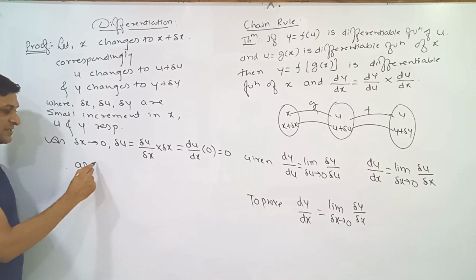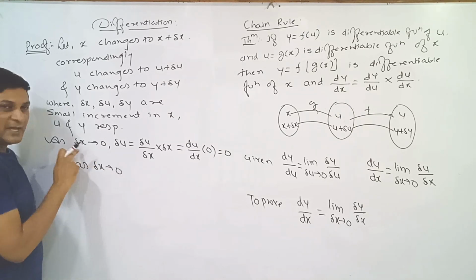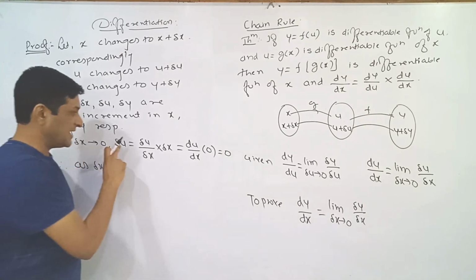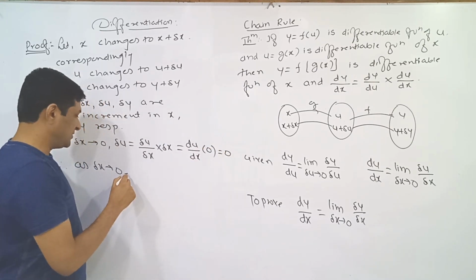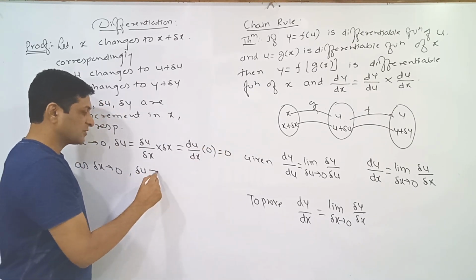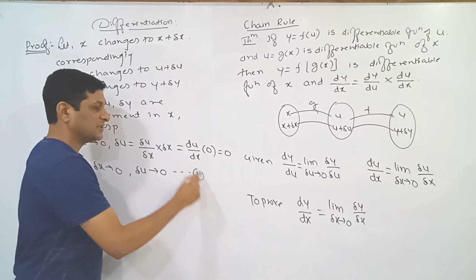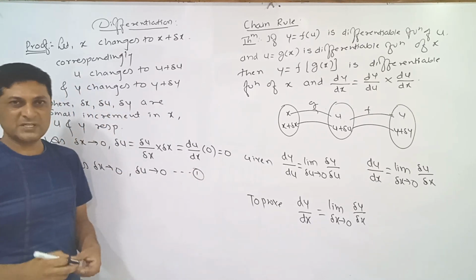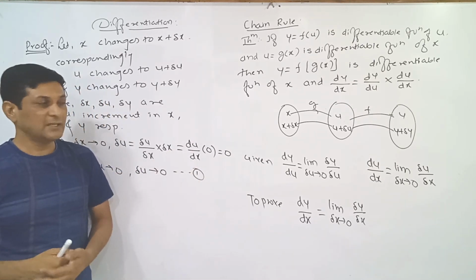Therefore, as Δx tends to 0, Δu also tends to 0. Let us denote this result by equation number 1. Later on we have to use this result.